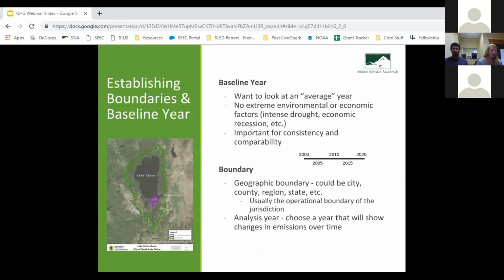And then for your geographic boundary, like Sam mentioned, this could be a city, county, region, or state, and it's usually just the operational boundary of that jurisdiction. And with your analysis year, you're choosing a year that'll show changes in emissions over time. And this analysis year will help you establish increments for new inventories.